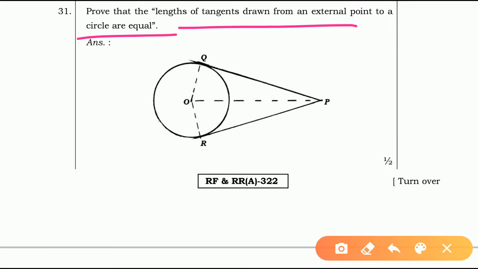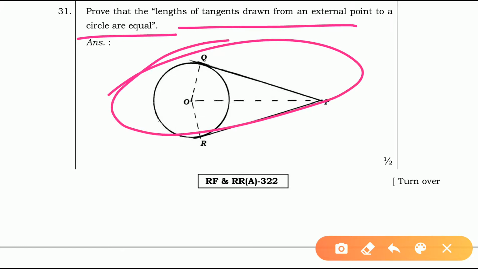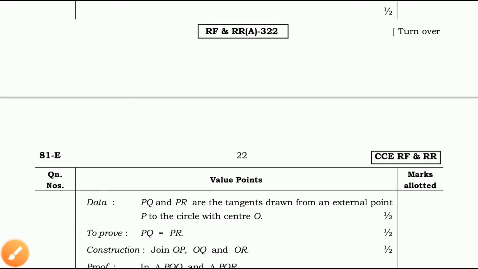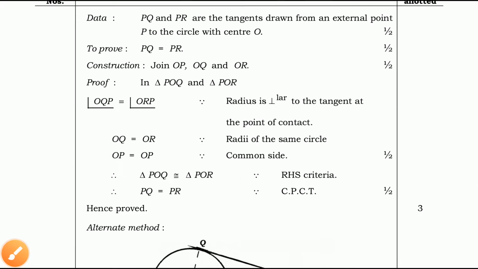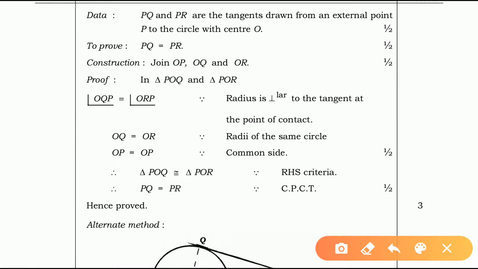Okay, here we draw a right diagram, we award half mark. Okay, next this is equal to draw. PQ and PR are the tangents drawn from an external point P to the circle with center O. Our aim is to prove PQ is equal to PR. Construction: join OP, OQ and OR.